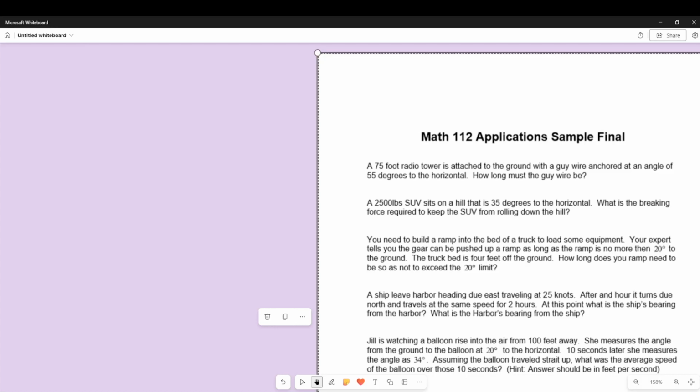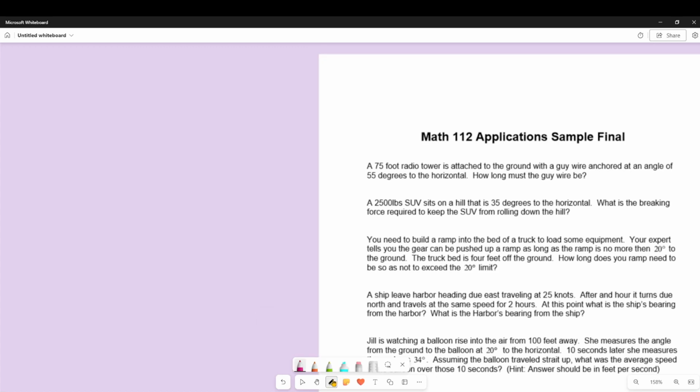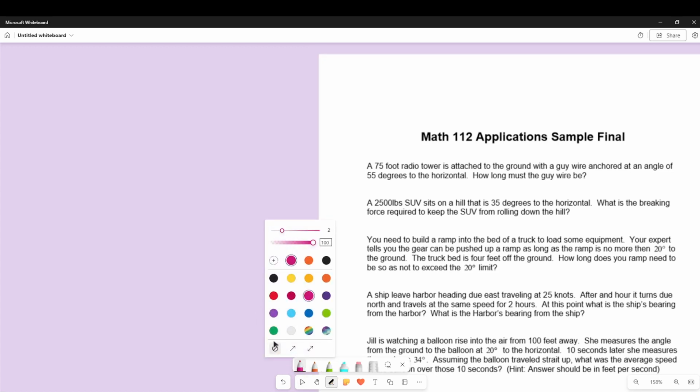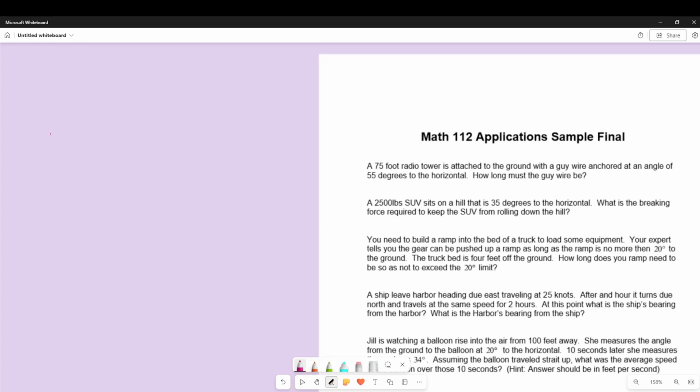Okay, let's look at some of these application questions from your sample finding. A 75-foot radio tower is attached to the ground with a guy wire anchored at 55 degrees to the horizontal. That to the horizontal means the 55 degrees is down there. How long must the guy wire be? So we're looking for that length of the guy wire.